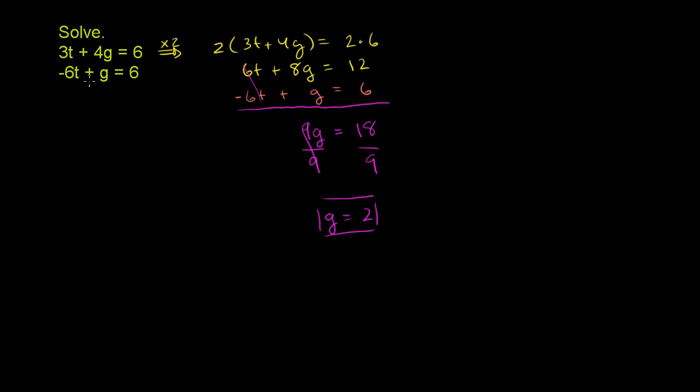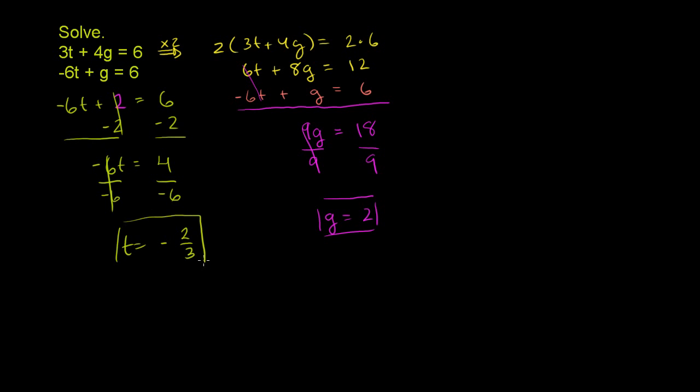And we can use either of these equations. Let's use the second equation right here. So we have negative 6t plus g. We just solved for g. g is 2, is equal to 6. And we can subtract 2 from both sides of this equation. Subtracting 2, the left-hand side of the equation, that cancels out. You have negative 6t is equal to 6 minus 2, which is 4. Now I can divide both sides of this equation by negative 6. And we're left with t is equal to, what is this? t is equal to negative 2/3.